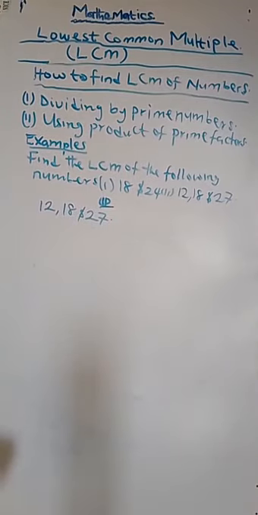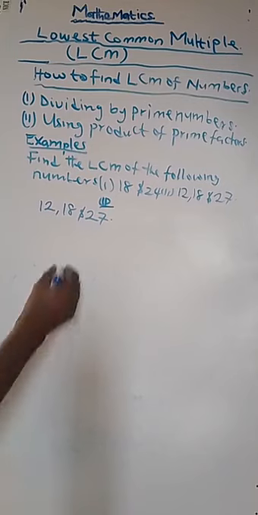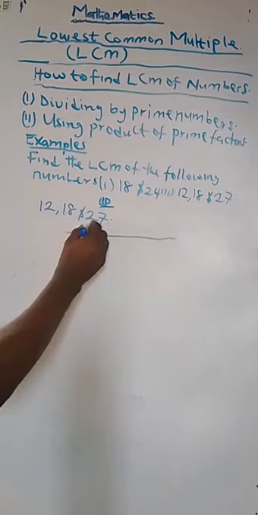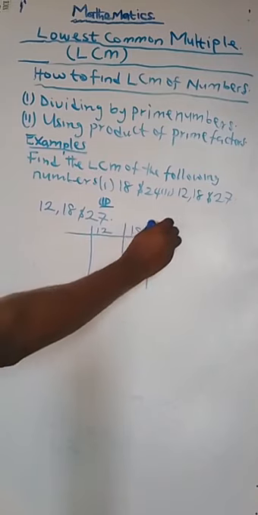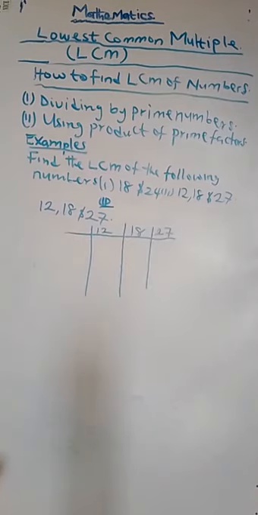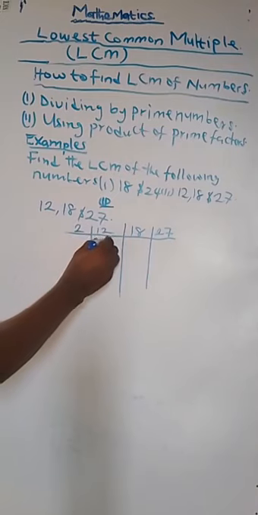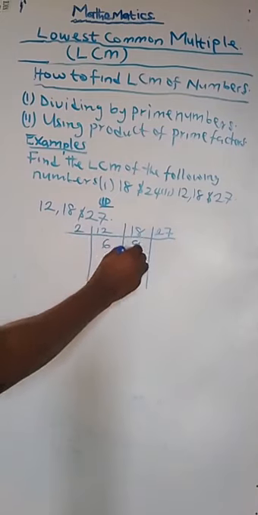Now let's look at the second question. Let's start with the first method, dividing by prime numbers. Let's draw our usual table. Put 12 here, 18 here, 27 here. Let's start with the smallest prime number, 2. 2 in 12, 6. 2 in 18, 9. 2 cannot go in 27.